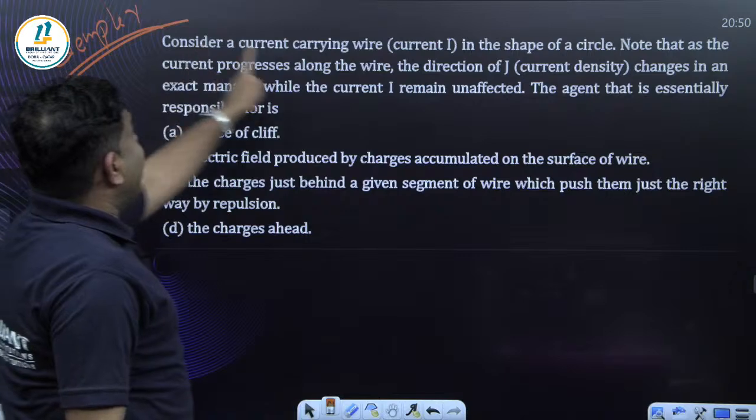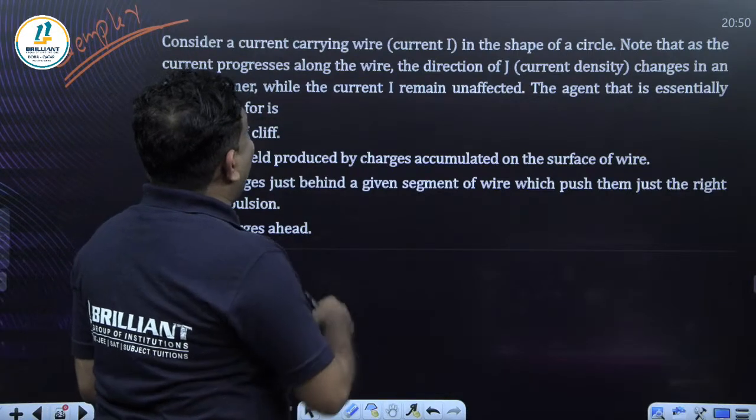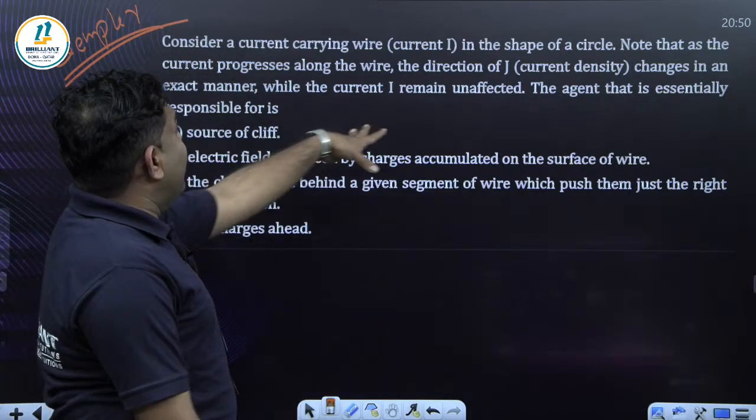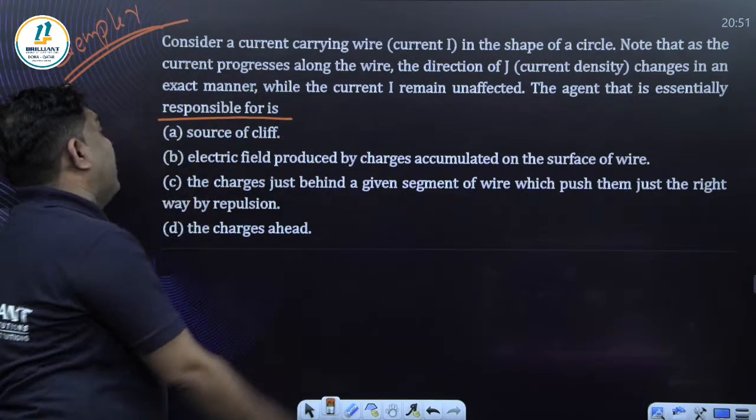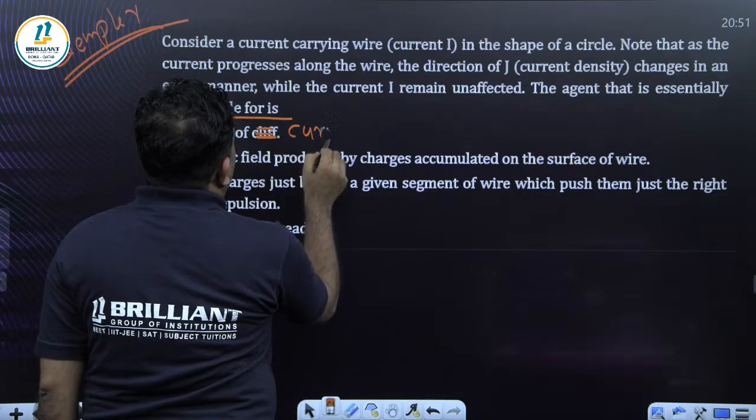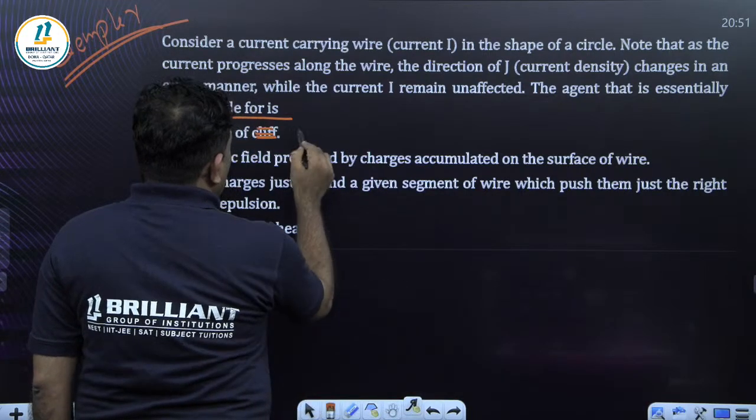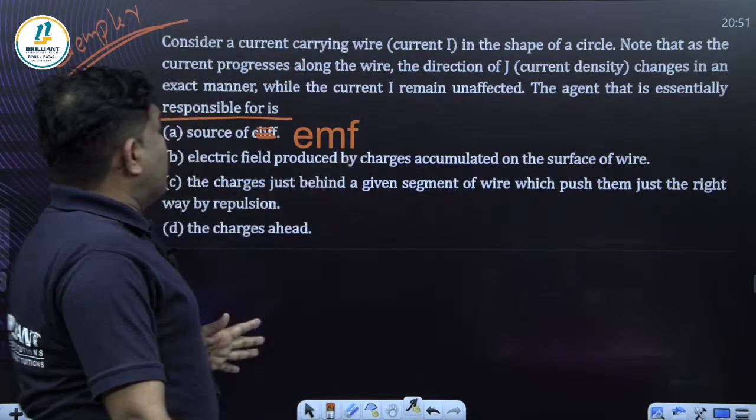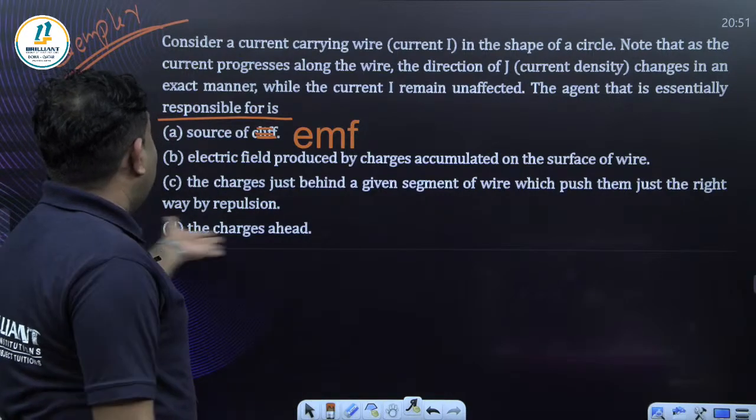Here look, consider a current carrying wire in the shape of a circle. Note that as the current progresses along the wire, the direction of J changes in exact manner, while the current I remains unaffected. The agent that is essentially responsible for this is the source of EMF. And the next option is the electric field produced by charges accumulated on the surface of the wire, charges just behind a given segment, charges ahead.